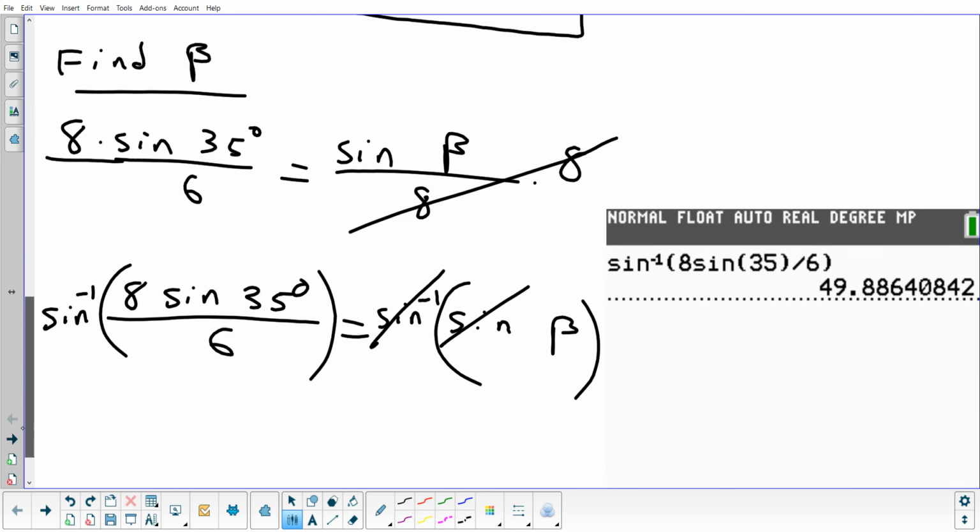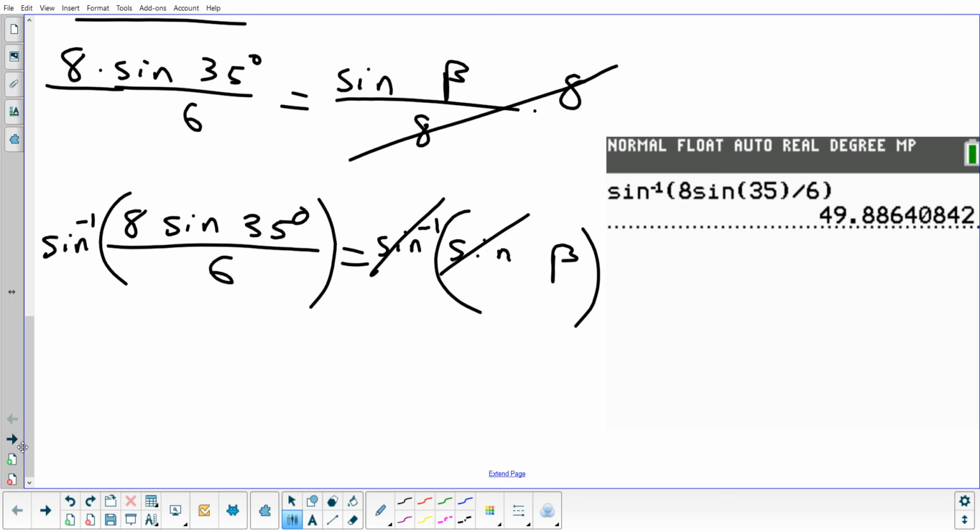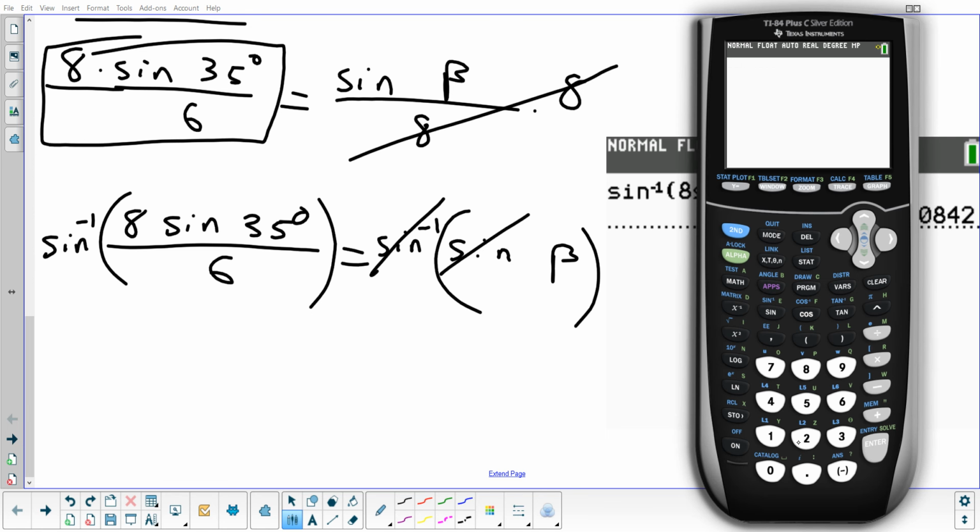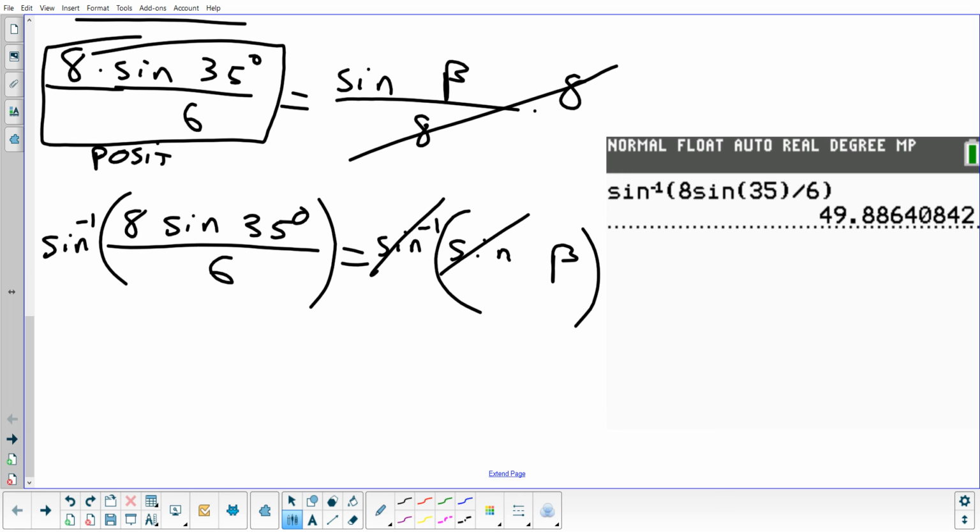All right, now think about this. 8 sine 35 over 6 was equal to a sine function. Well, let's see what 8 sine 35 over 6 comes out to. So 8 sine 35 divided by 6 is 0.76. The number itself isn't really important. What's important is that it's positive. You've got a positive number equal to a sine function.